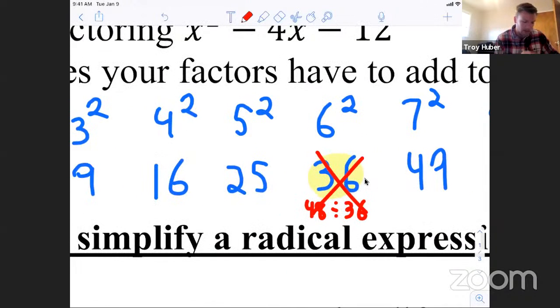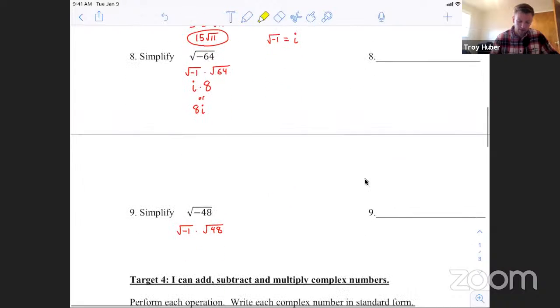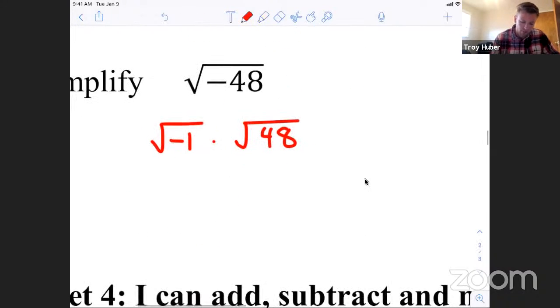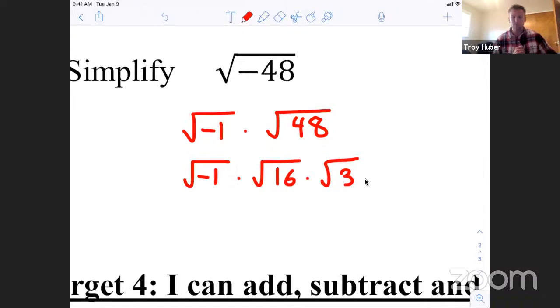What about 48 divided by 25? Still no. What about 48 divided by 16? 48 divided by 16. Ooh, I got 3. So that means that 16 times 3 is 48. So I'm going to come back down here and I'm going to say, okay, well, this 48, I'm really going to replace that with 16 times 3.